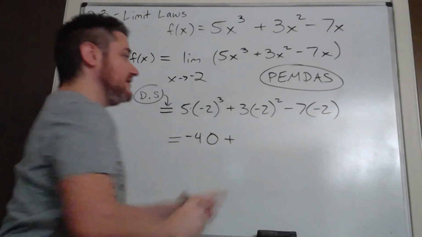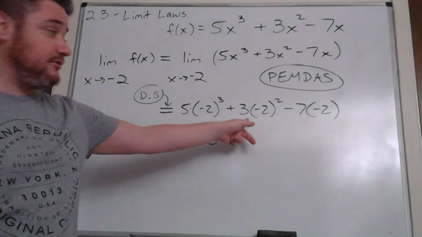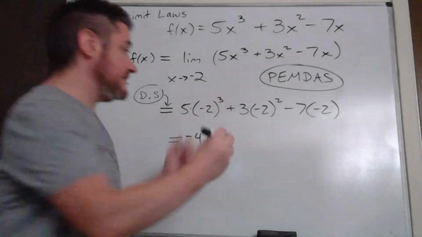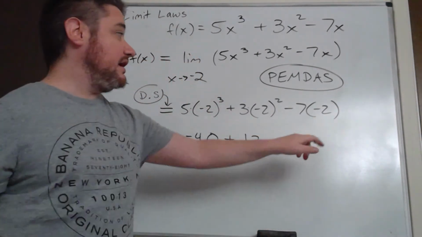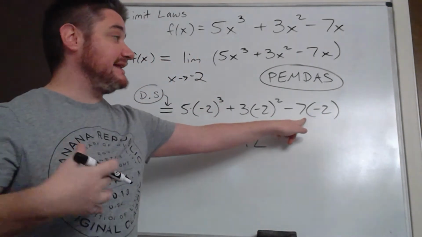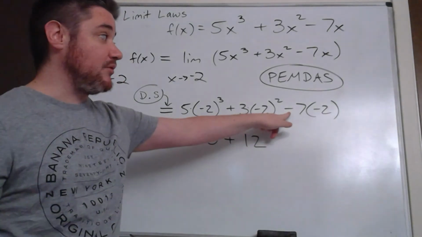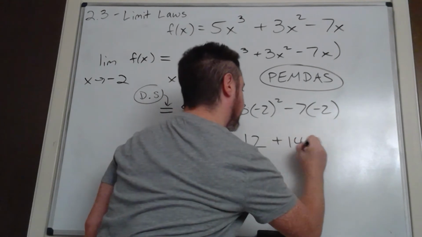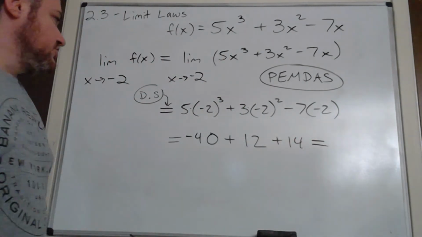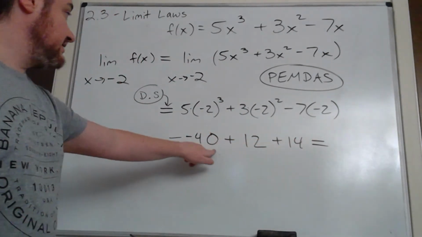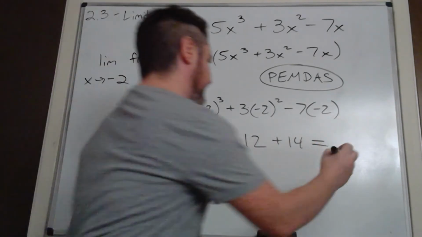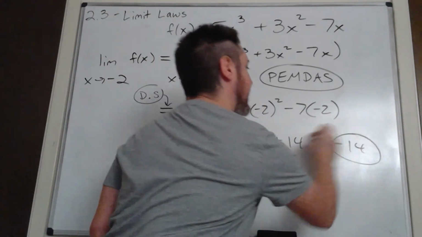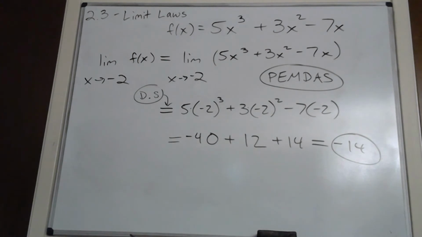I've got to square this negative 2 first, then multiply by the 3. Negative 2 squared is 4 times 3 gives me 12. And finally, negative 2 times 7 is a negative 14. Then I'm subtracting that quantity. So subtracting negative 14 gives me plus 14. And if I could do mental math, that's 26, 40. So I believe negative 14, I want to say, is my answer. All right. That would be my limit.